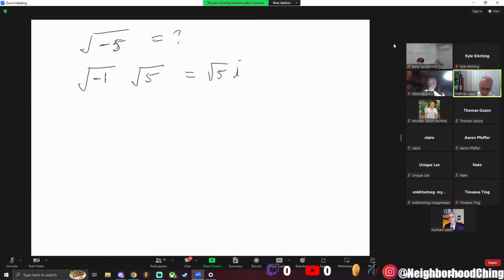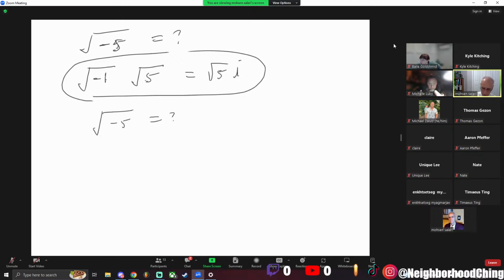Let's do another one. Maybe you could rewrite this if you want. You can rewrite the square root of negative 5 as the square root of 5 times the square root of negative 1, if that's less confusing for you. So root 5 i. Because remember, we have to have memorized that the square root of negative 1 is i.